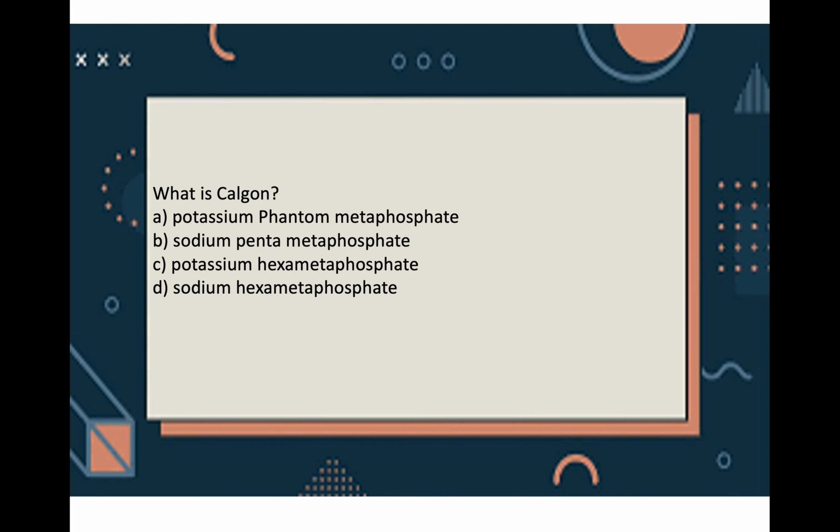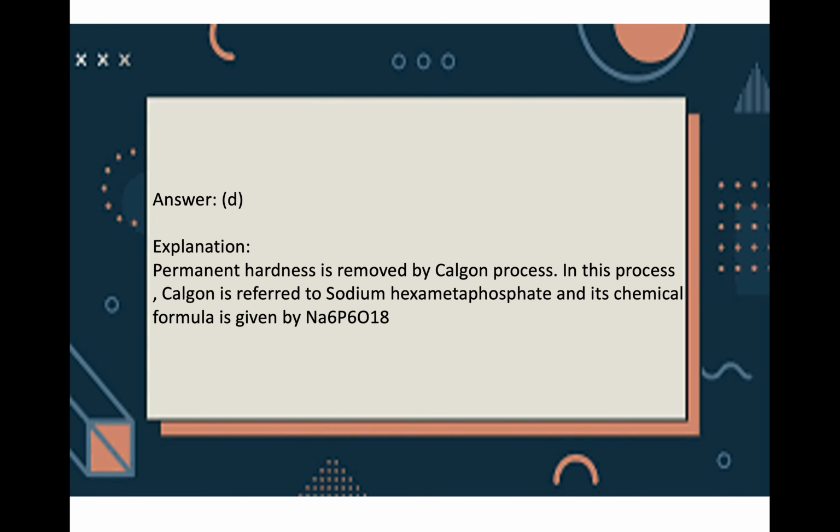What is Calgon? It is A, potassium pentametaphosphate, B, sodium pentametaphosphate, C, potassium hexametaphosphate, D, sodium hexametaphosphate. Calgon is sodium hexametaphosphate. So permanent hardness can be removed by the Calgon process. Its chemical formula is given by Na6P6O18.